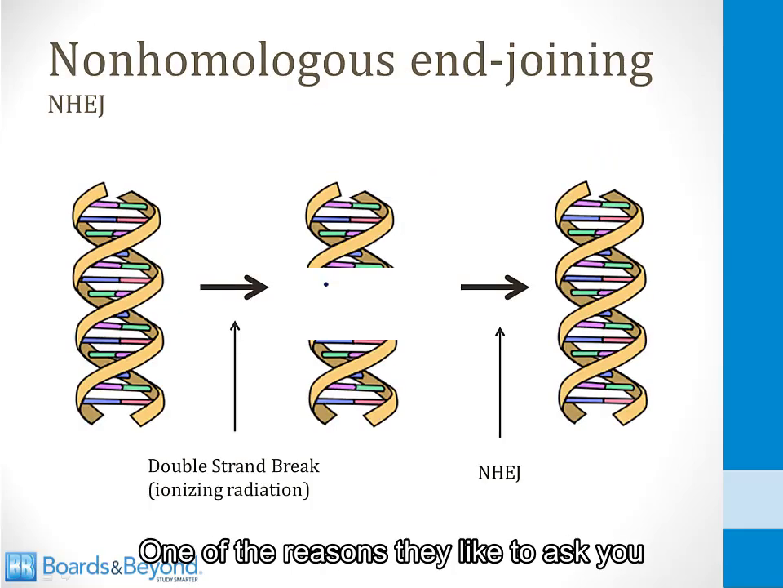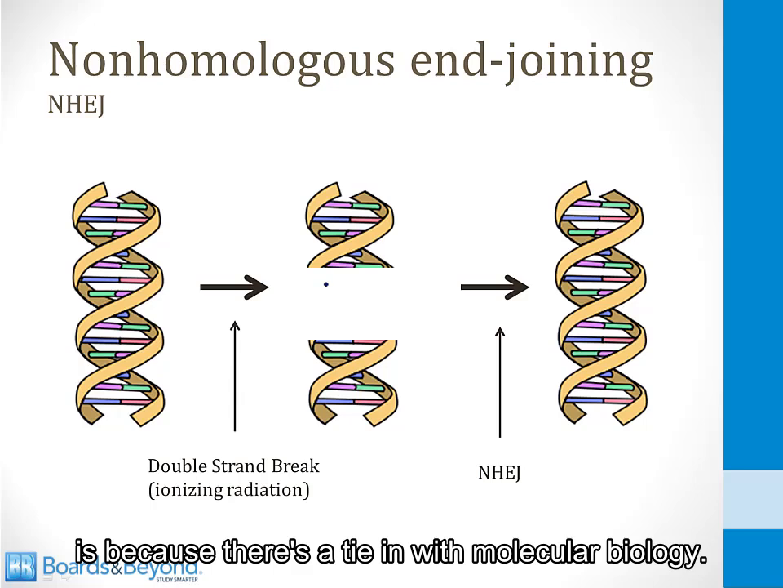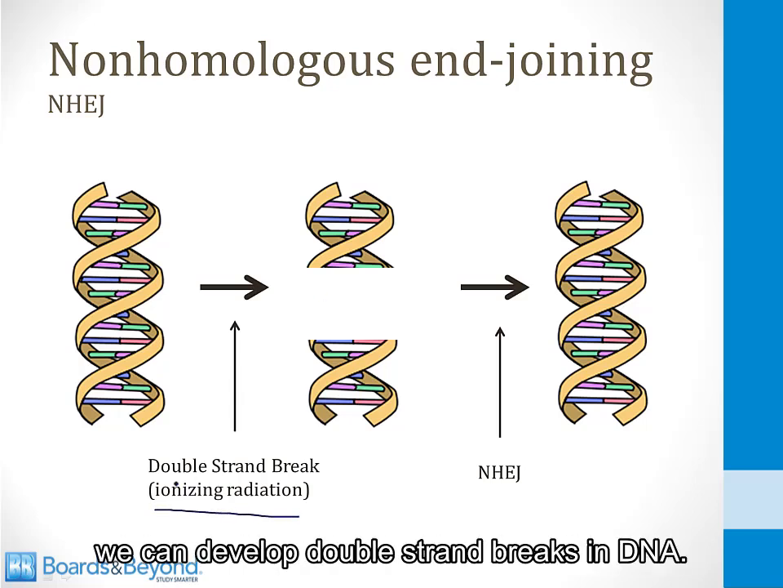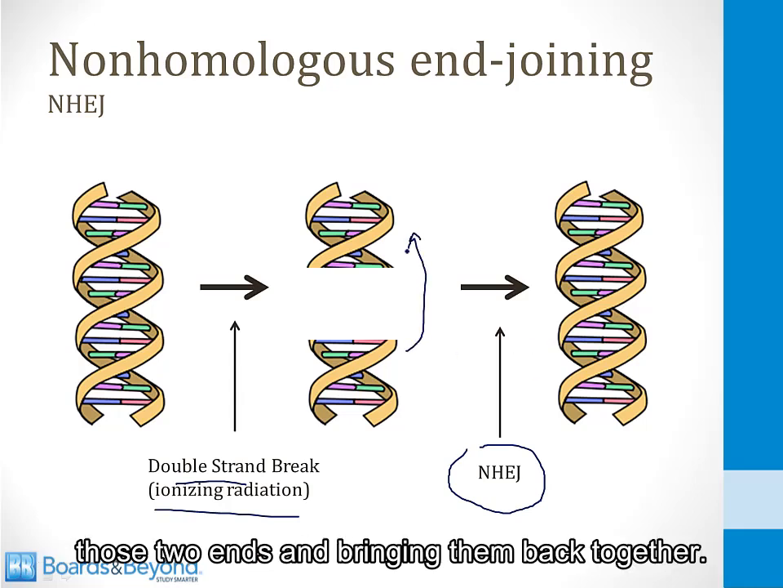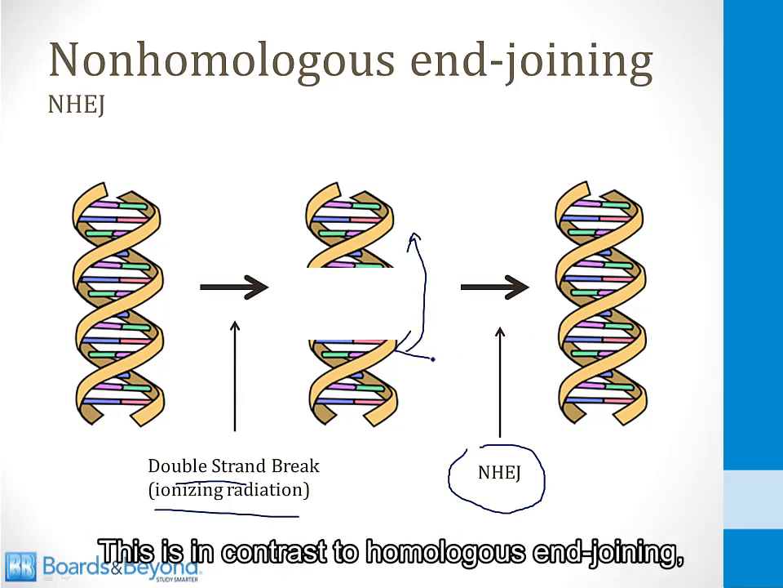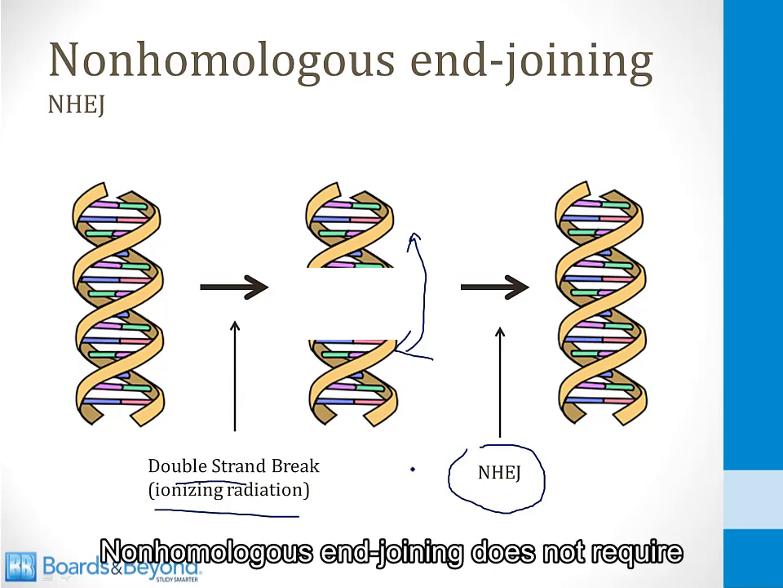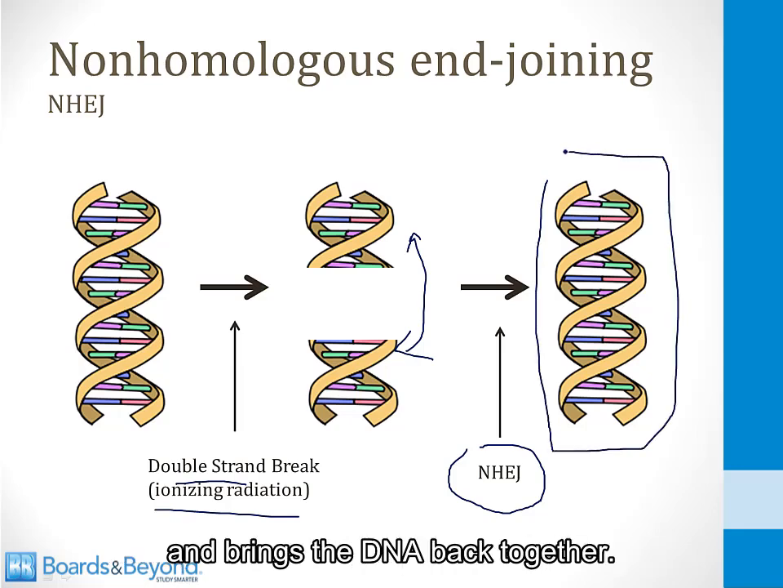One of the reasons they like to ask you about this rare disorder on your boards is because there's a tie-in with molecular biology. When we're exposed to ionizing radiation, we can develop double-strand breaks in DNA. Non-homologous end joining is the process of repairing those two ends and bringing them back together. This is in contrast to homologous end joining, which is another repair process, but it requires a template strand. Non-homologous end joining does not require a template strand, and it repairs DNA breaks and brings the DNA back together.